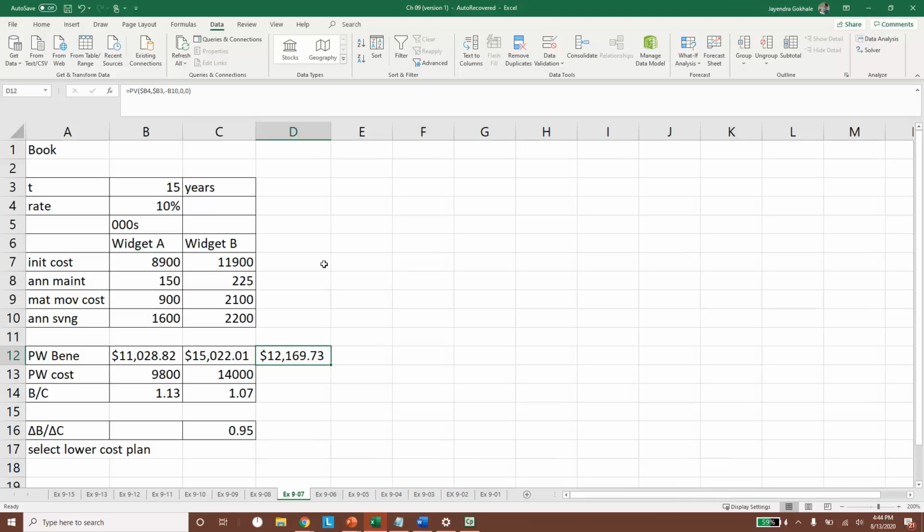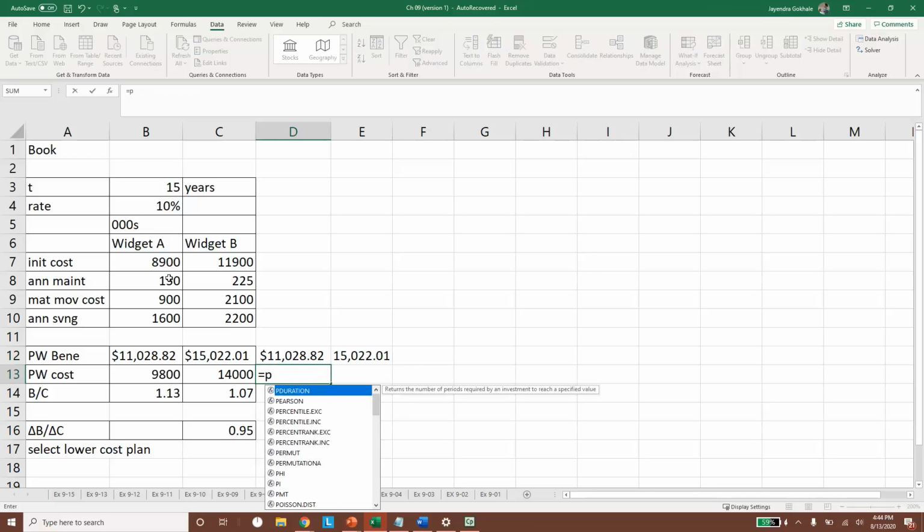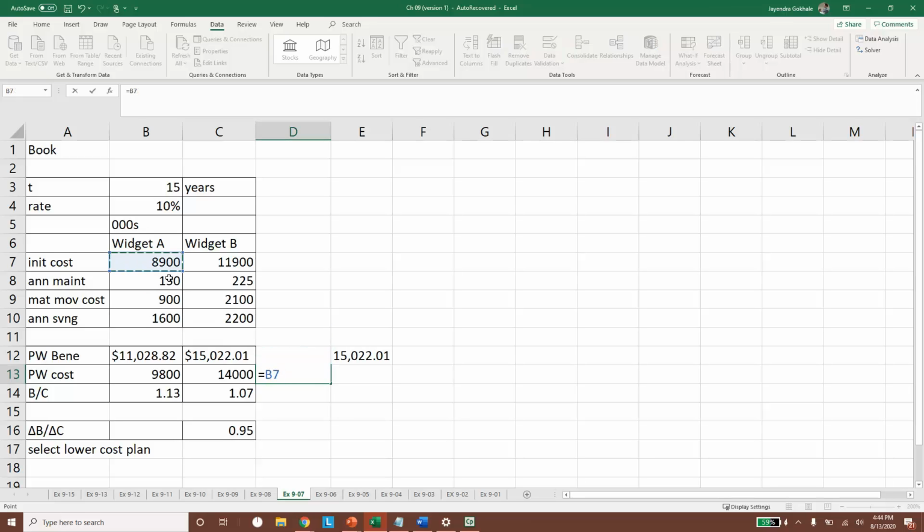So what's wrong? What they've done in this example is just added the maintenance cost, give the answer, boom. This is the book solved example 7. The present worth of cost is, well, you don't have to do anything, just add the two numbers, 8900 plus the one-time moving cost 9800, 14,000. The BC analysis will give you that, but what we do is incremental analysis. So benefit of the larger project minus the smaller project divided by cost of the larger project minus the cost of the smaller project. 0.95 is less than 1, reject the larger cost project, that is widget B, and select widget A.